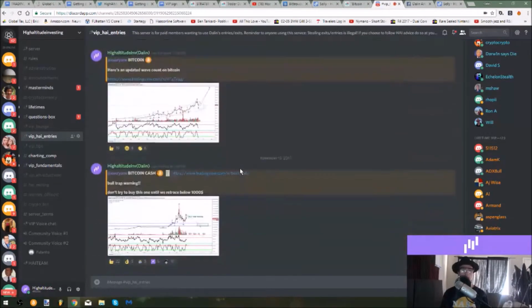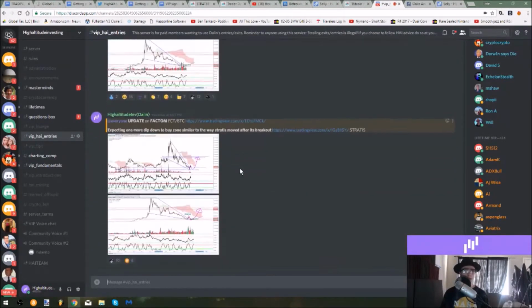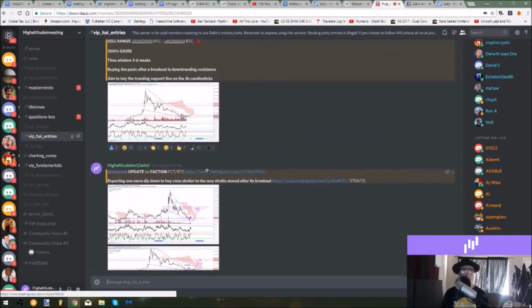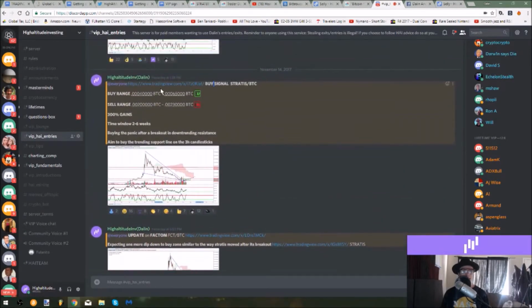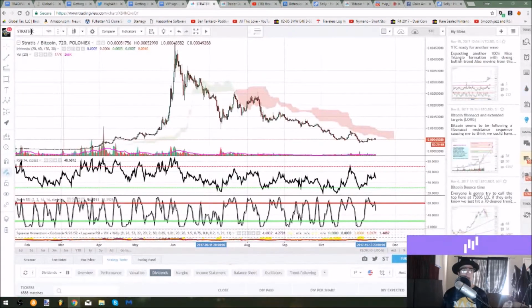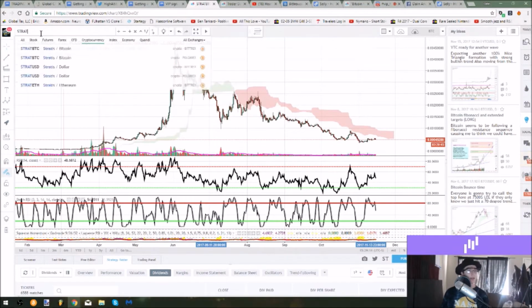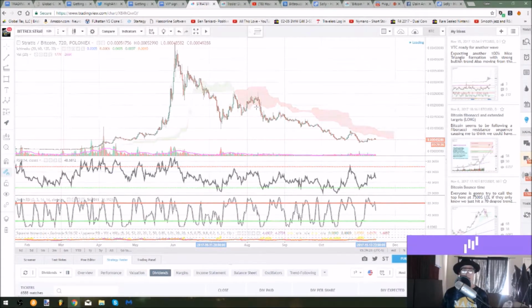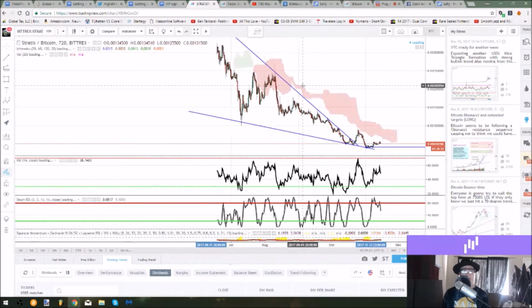Let's go ahead and check out the Stratus trade because we posted this one yesterday. Buy signal for Stratus, it gives a buy range, and then it gives a sell range. So let's go ahead and check out the Stratus chart. Go to tradingview.com, type in STRAT, and I recommend you do this before you take every single trade so you can calculate your stop loss. And then just go ahead and click on the Stratus Bitcoin Bittrex chart.